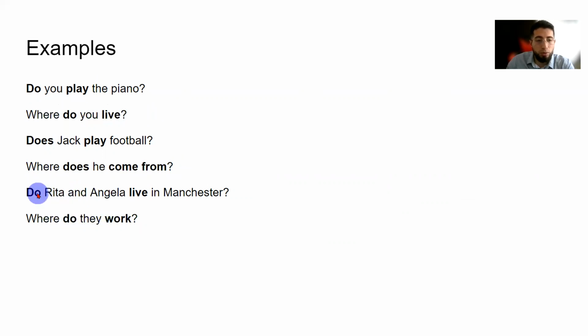Las otras preguntas como, do Rita and Angela, o sea, este ejemplo que do Rita and Angela, o sea, two people, dos personas, I mean, they, es decir, ellos, ellas. Entonces, Rita y Angela live in Manchester. ¿Viven Rita y Angela en Manchester? Yes or no, sí o no, ¿cierto? Sí o no, sería la respuesta.